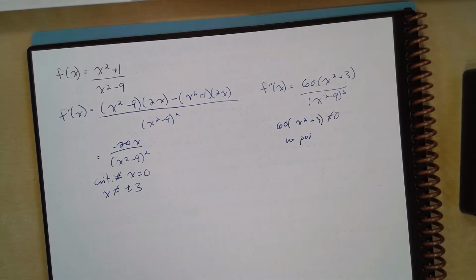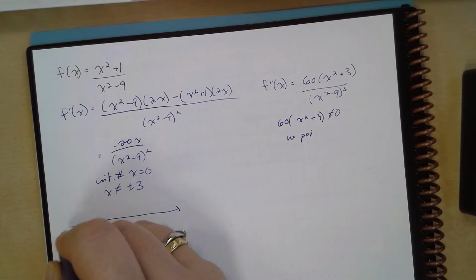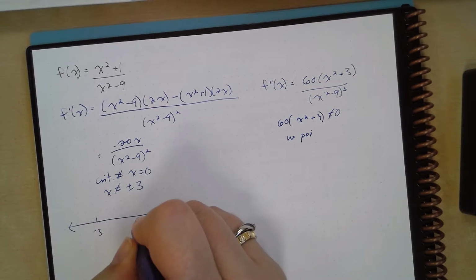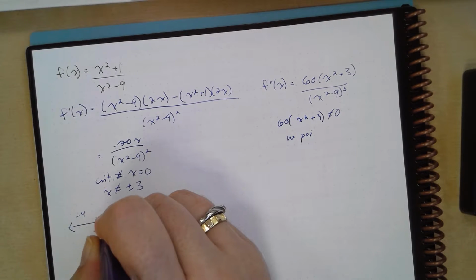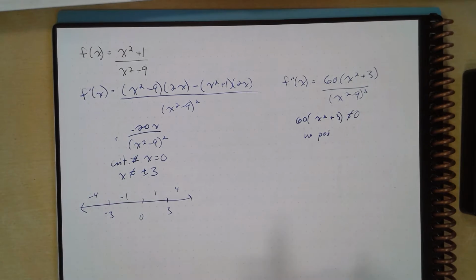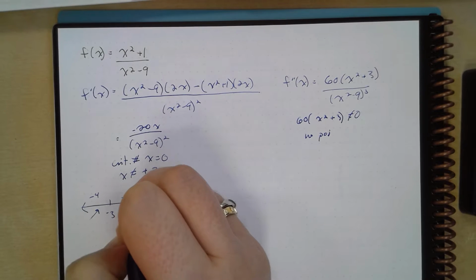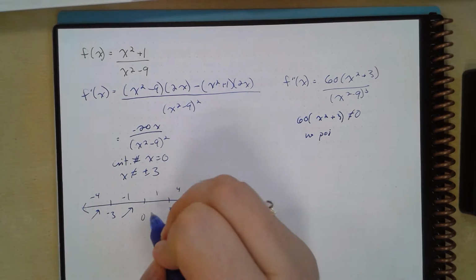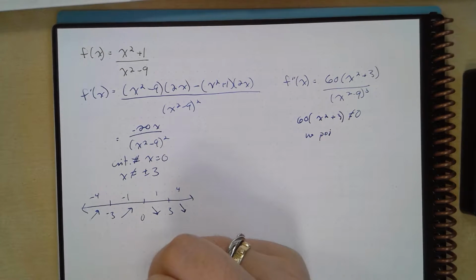All right, so let's deal with our second derivative test, you'll see this. First derivative test, we have negative 3, 0, and 3. So I'm going to test negative 4, negative 1, 1, and 4. If I test negative 4, that's positive, so I'm increasing. If I test negative 1, that's positive, so I'm still increasing. If I test 1, it's negative, I'm decreasing. 4, negative, I'm decreasing.